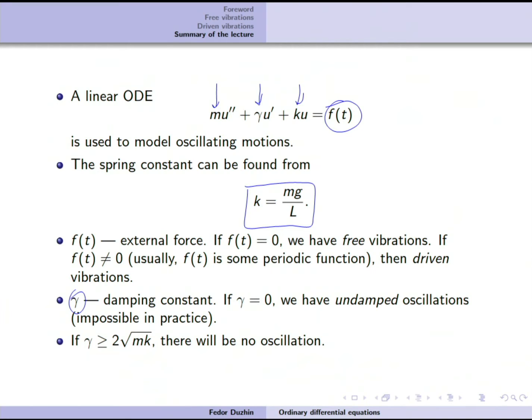Okay. Then, if damping is too large, then the discriminant of the characteristic equation is positive. Notice that the discriminant of the characteristic equation is gamma square minus 4mk, right? So bigger gamma means that the discriminant grows bigger, and of course when gamma is sufficiently large, 2 square root of mk, then the discriminant becomes positive, which means there is no oscillation. This case is called overdamping.